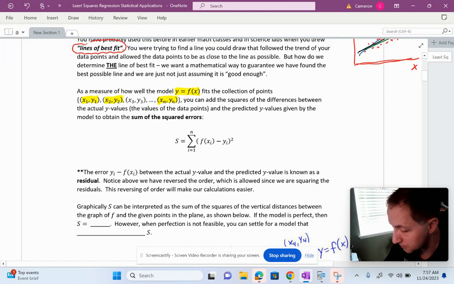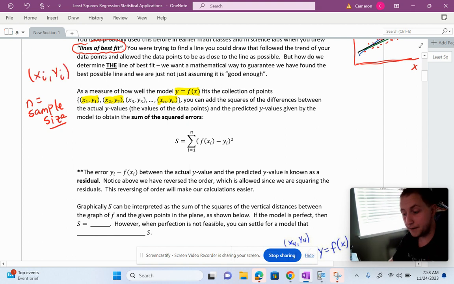And so in statistics, typically what we do is we let n represent the sample size. So we're assuming that we took a sample of n data points, each with an ordered pair x sub i, y sub i. What we can do is add the squares of the differences between our actual y values, those are our data points, and our predicted y values that we would get by plugging the x value into our model of best fit. And in this situation, we're going to be using a linear model for the first part of our lab here. And so I'll get into that in a little bit.